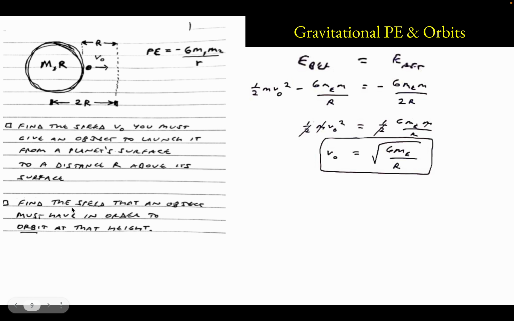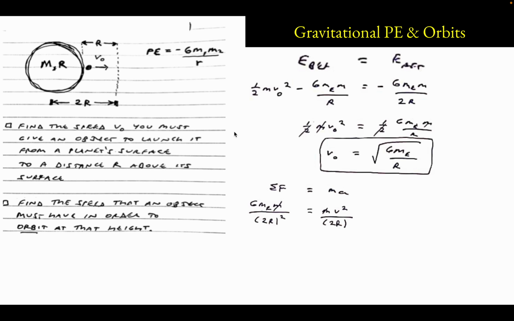Second part of this: find the speed that an object must have in order to orbit at that height, in order to be in a circular orbit at that height. What you want to remember is just do F equals ma, where it's accelerating because it's going in a circle. So the centripetal acceleration is v squared over the radius of that circle. Let's check this out. Gravitational force, GMm over r squared. But be careful, the r of the orbit is going to be 2r because it's orbiting way out here.